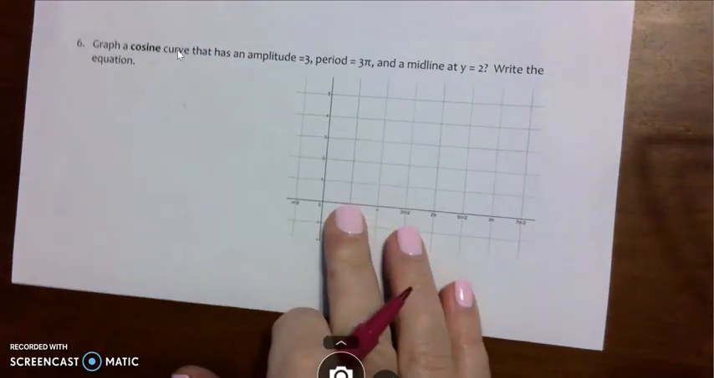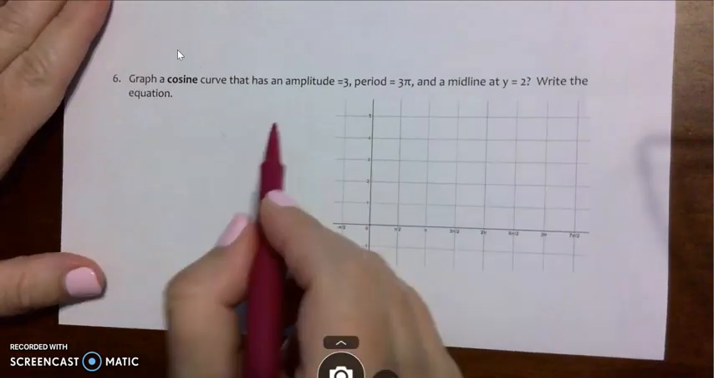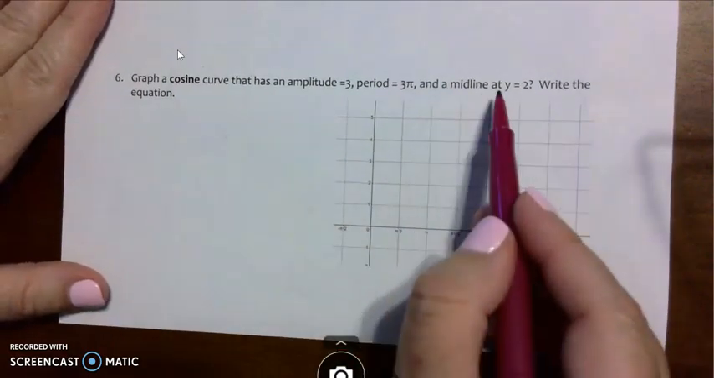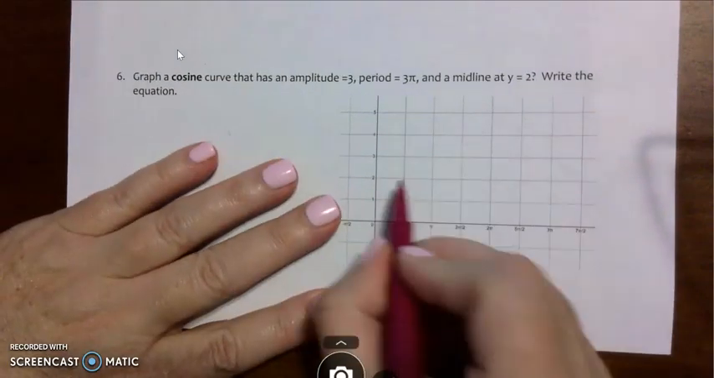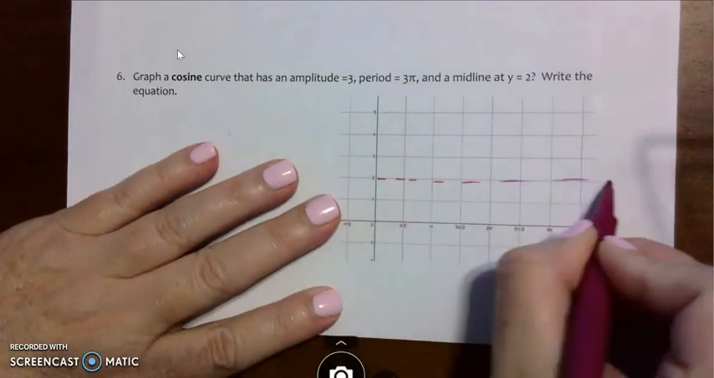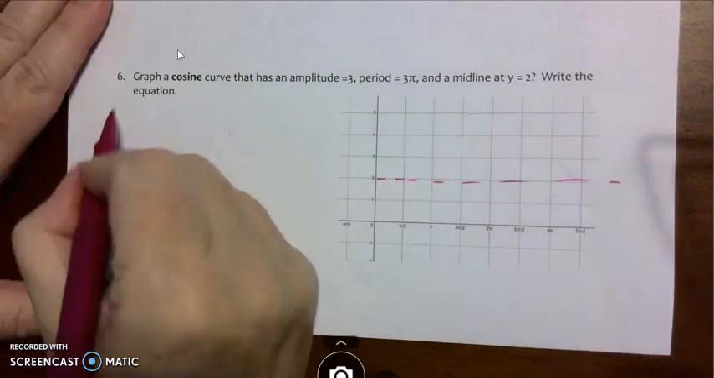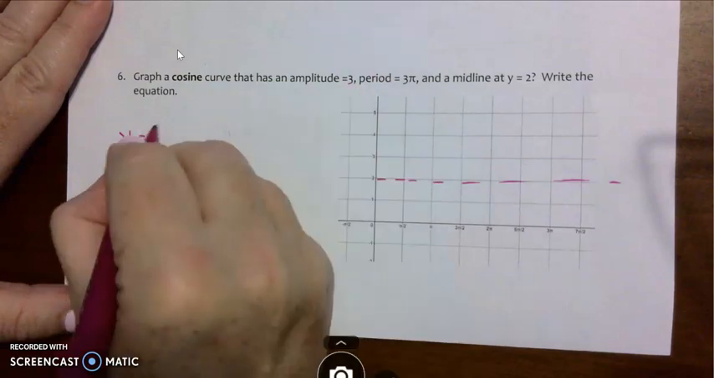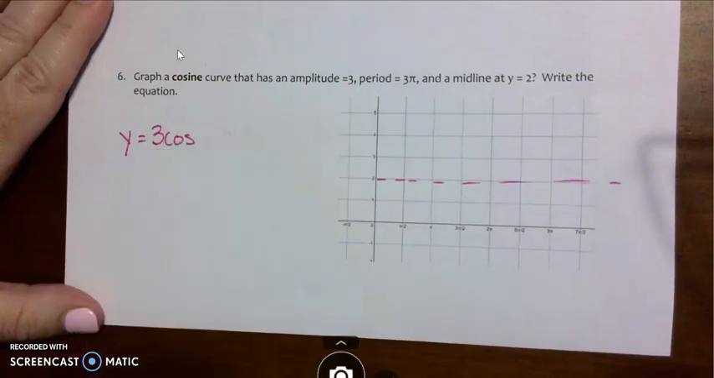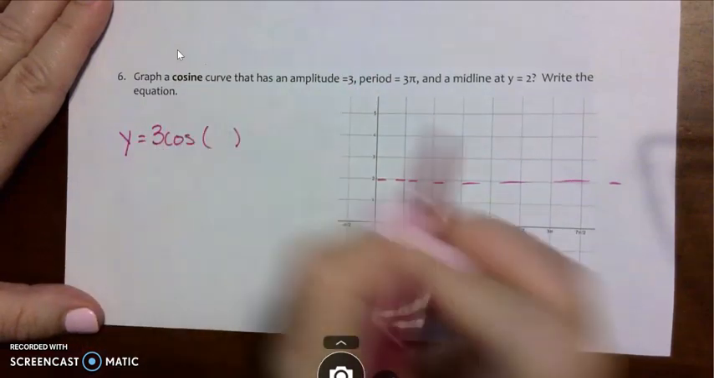Okay, and then number 6. We have a cosine. Amplitude is 3, midline. Okay, so let's start off with midline. So we already have our midline there. So it's cosine, so y equals, amplitude is 3, cosine of something, we know it's a +2.